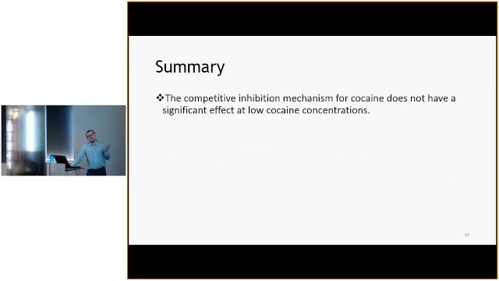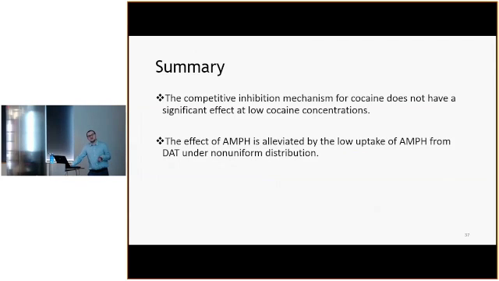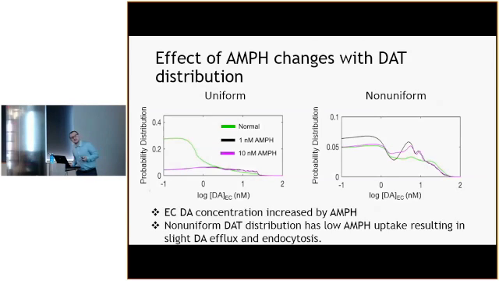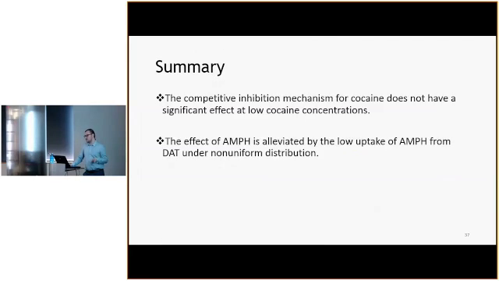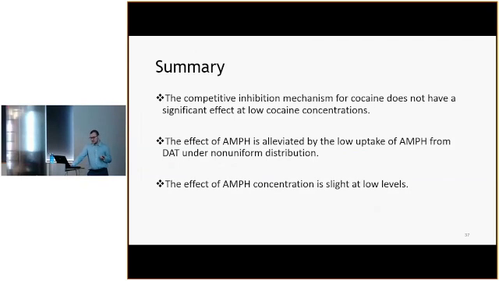I mean, the competitive inhibition mechanism for cocaine does not have a significant effect at the low concentration, and the effect of the amphetamine is gone because of the low uptake of the amphetamine under non-uniform distribution. And, well, I forgot to mention that the effect of the concentration is very minor under non-uniform distribution. It's because of the low reuptake rates, and this is like this part.